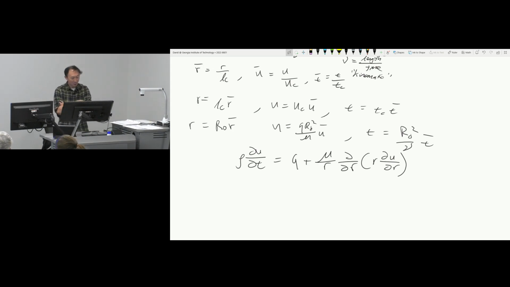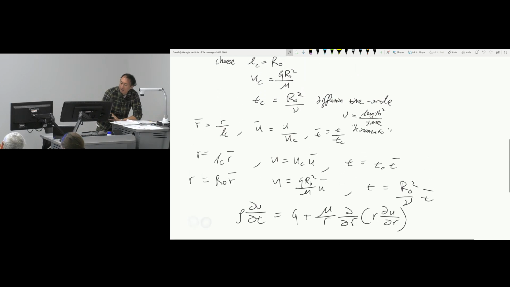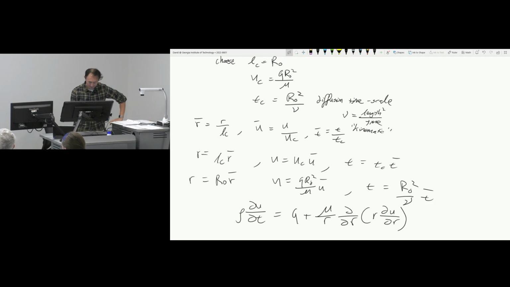So every time I see a U, I substitute that expression for U bar with the constants in front. Every time I see a T, I'm going to do that. And then let's crank it through. Oh, did I mess it up? I'm just looking at what you've got for U. G R naught squared over mu. Gotcha.